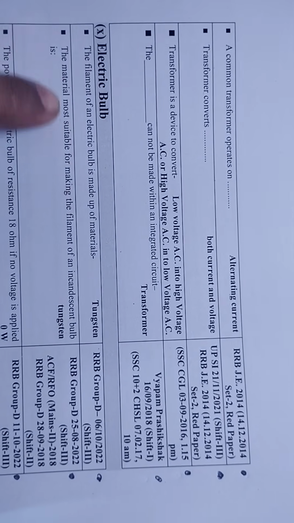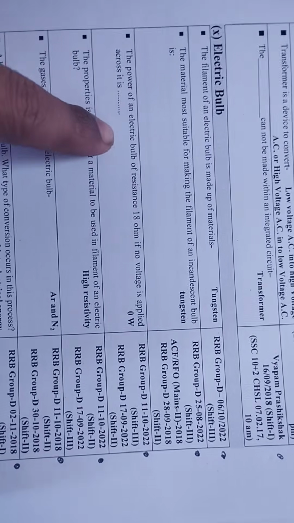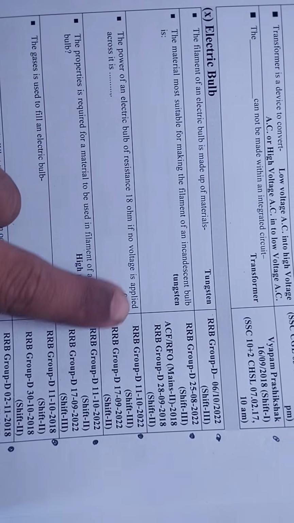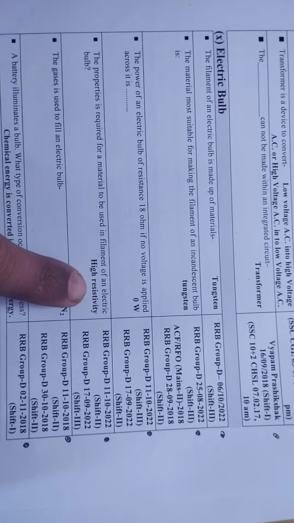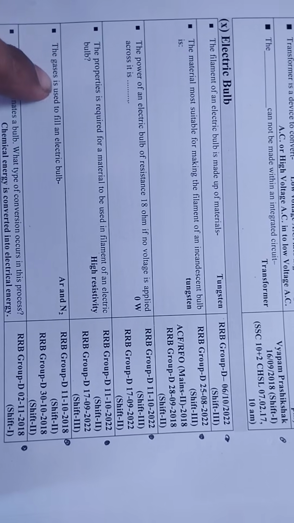The filament of an electric bulb is made of the material tungsten. The material most suitable for making the filament of an incandescent bulb is tungsten. The power of an electric bulb of resistance 18 ohm, if no voltage is applied, is 0 volt. The property required for a material to be the filament of an electric bulb is high sensitivity. The gases used to fill an electric bulb are air and N2.